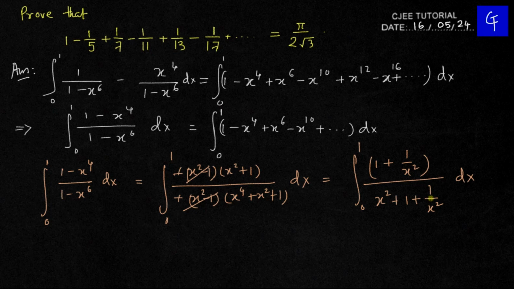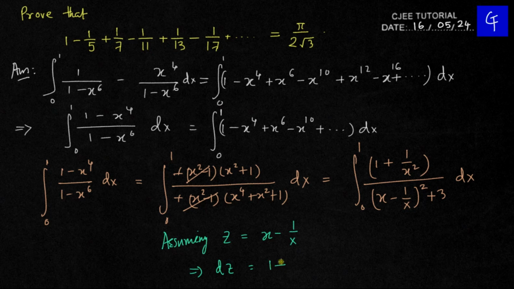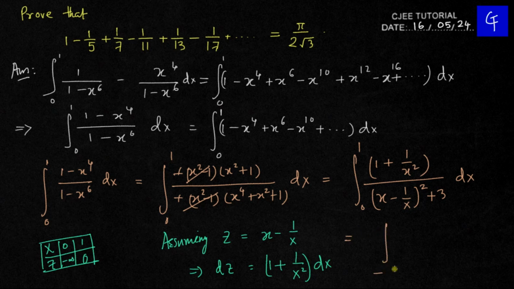We get this, and if we further manipulate this, we should get something like, let us assume z is equal to this, therefore dz equals, after the partial differentiation, we get this. And how will the boundaries change? The boundaries will change: when x is 0, z is negative infinity, and when x is 1, z is 0. So this is actually going to be negative infinity to 0 dz by z square plus 3.